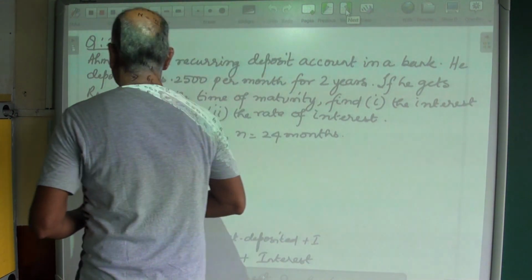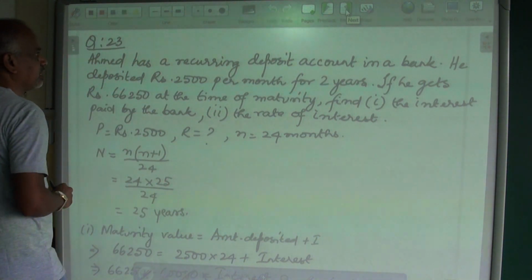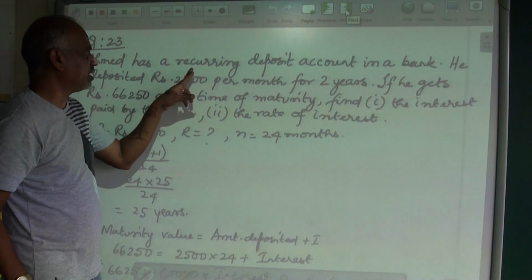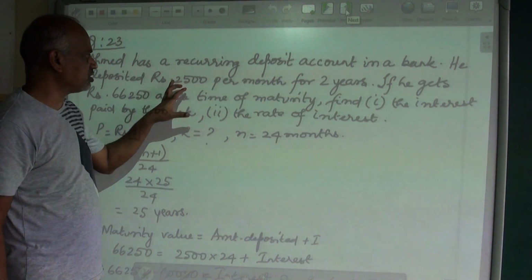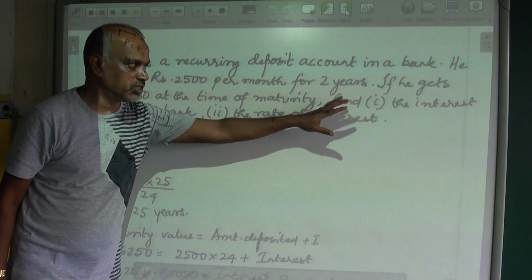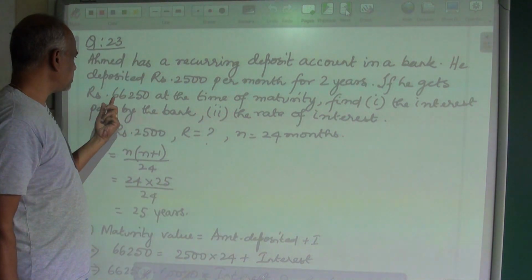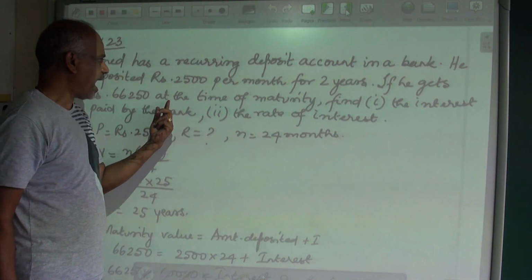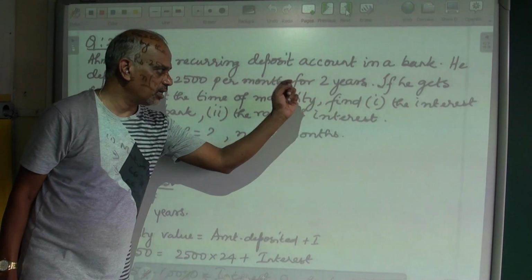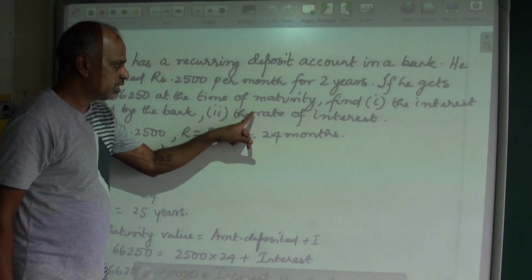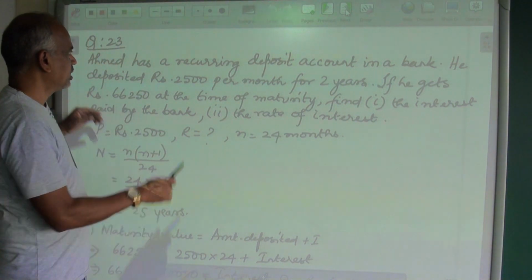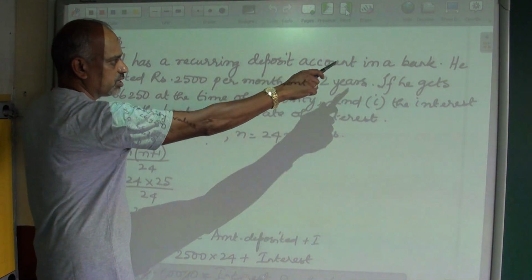Our next question is question number 23. Ahmed has a recurring deposit account in a bank. He deposited rupees 2,500 per month for 2 years. If he gets rupees 66,250 at the time of maturity, find number 1, the interest paid by the bank, and number 2, the rate of interest.